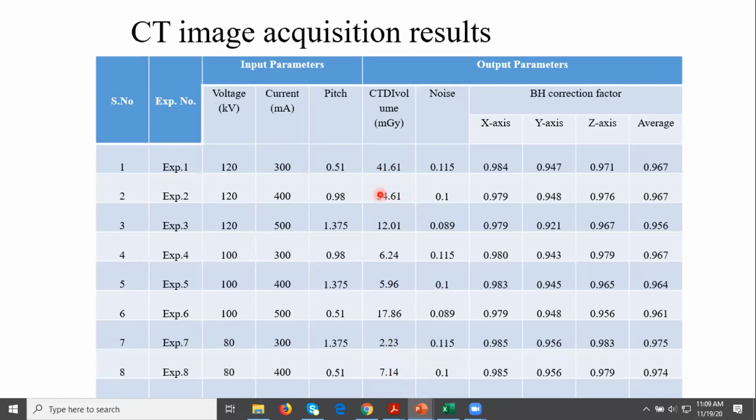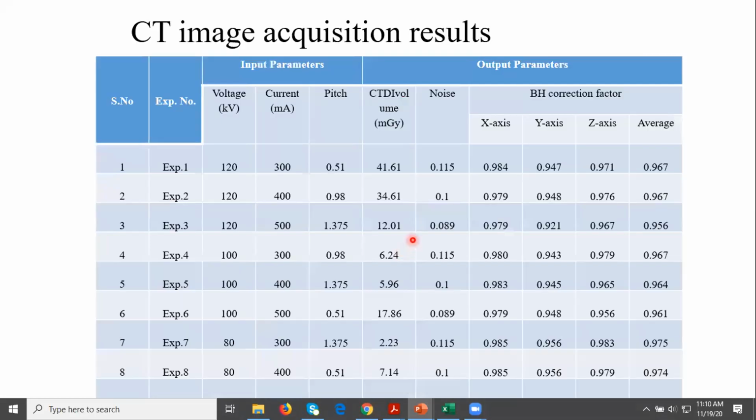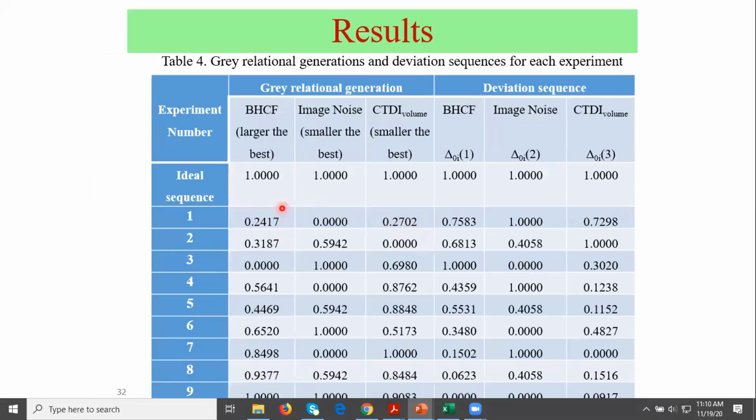Same thing. Here we require the minimum value, so that's why I'm taking it here. For the larger-is-better criteria, you have to take this formula. By using these two formulas, they are calculated, and you can see the calculated values here. The ideal sequence is 1. We require the 1. In the previous theory I explained that we have to set the values from 0 to 1. That's why we are doing the normalizing value.